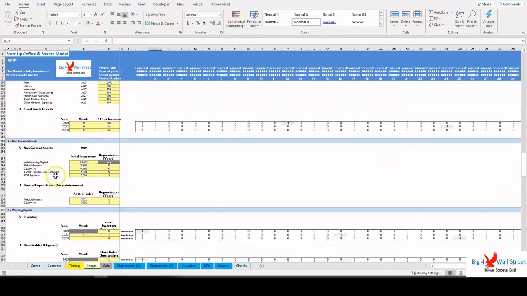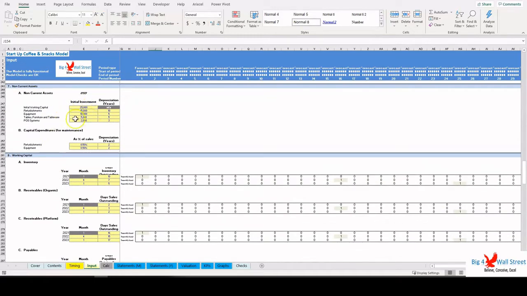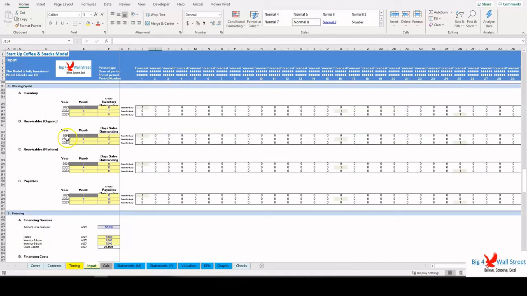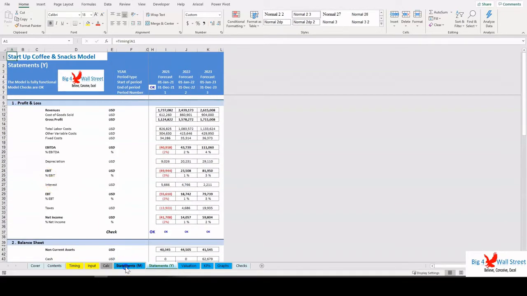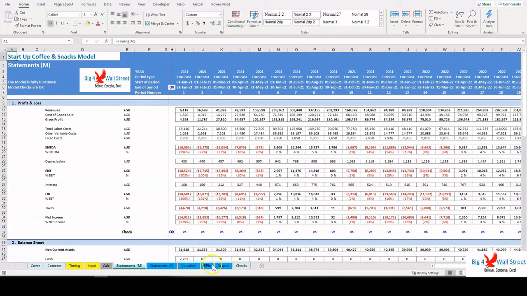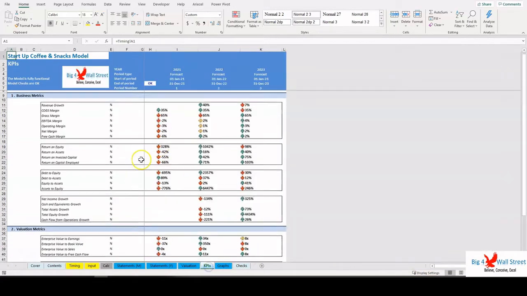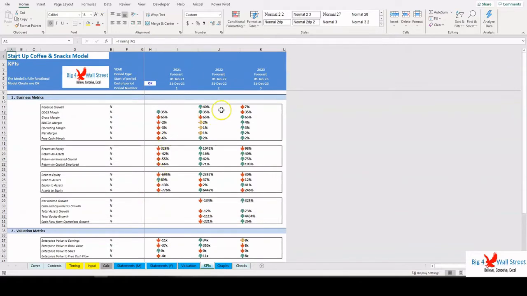Set the initial investment amount and the refurbishments and equipment needed. Set the relevant currency and timing. Create the 3 financial statements, profit and loss, balance sheet and cash flow, on a monthly basis for 36 months. Financial ratios to check the viability of your business. Printable model as PDF for your investors.